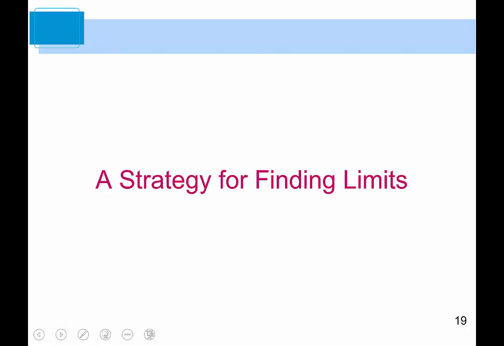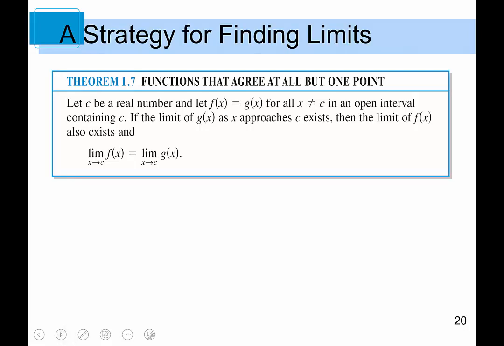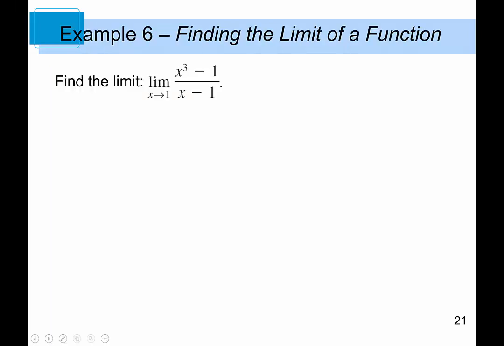So let's take a look at a very useful strategy for finding limits. Functions that agree at all but one point. Let c be a real number, and let f of x equal g of x for all x not equal to c in an open interval containing c.